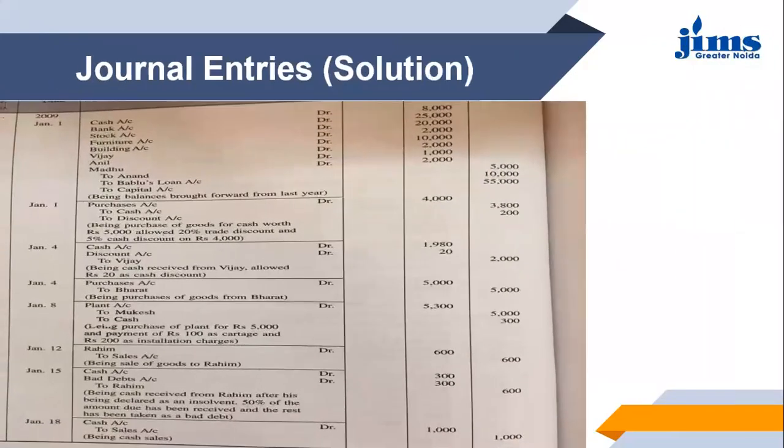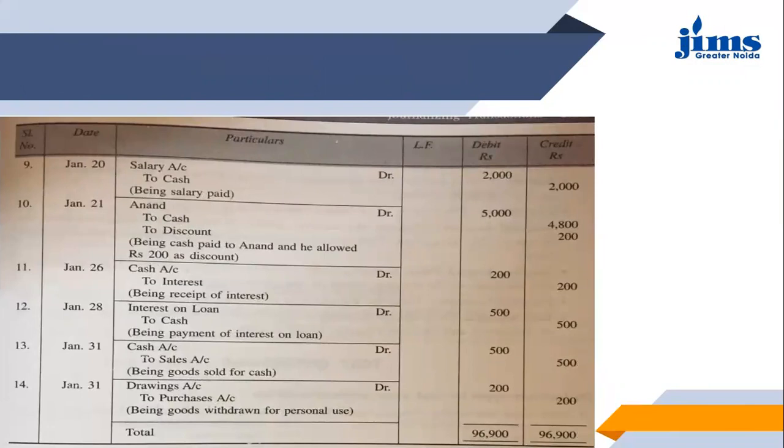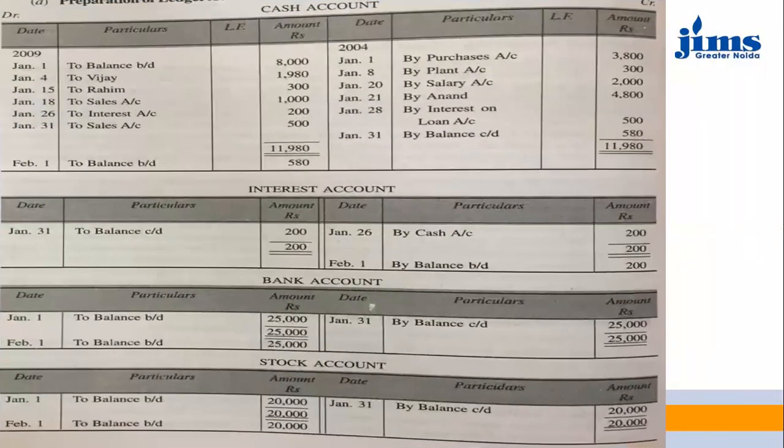That is the entry of 20th January, salary account debited to cash account. Cash account we already have, salary we have to prepare. So cash account is getting credited, so we'll go on the credit side of the cash account. You can see under 20th January, there is an entry of by salary account 2000.